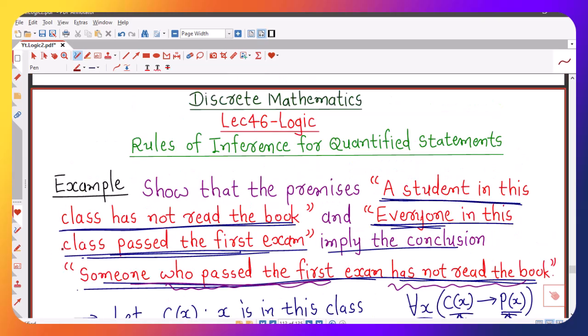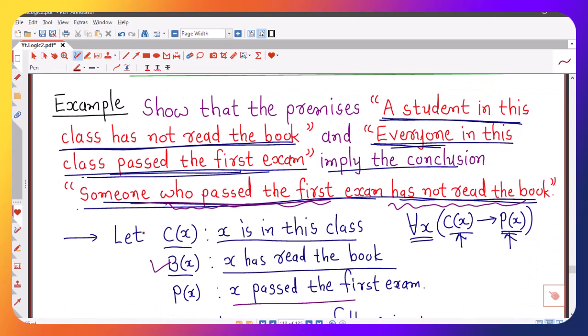So in this way you can apply rules of inference for quantified statements, and you can prove that given premises imply the given conclusion, or you can show that given argument is valid.